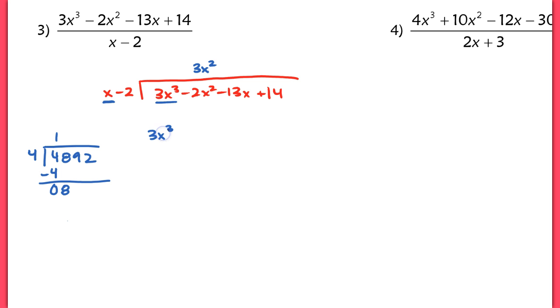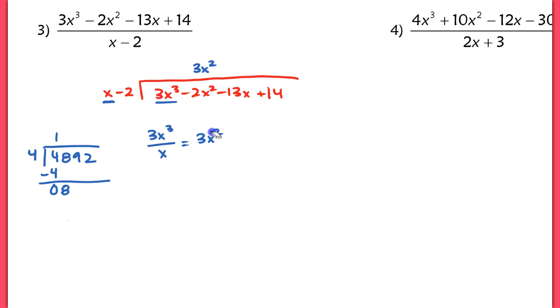Think about how you would take 3x cubed and divide it by x. That tells you how many times x fits evenly into 3x cubed. So if we divided 3x cubed by x, we would end up with 3x squared. That's just exponent properties right there. Notice I also wrote the term 3x squared above the 2x squared term. So I matched up the quadratic term with this quadratic term underneath.